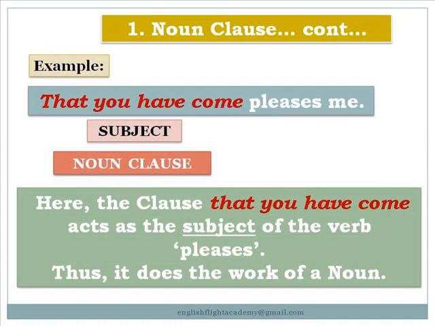To elaborate more, I elaborated that example there. That you have come pleases me. That you have come, as I said, is a subject and it's a noun clause. Here the clause that you have come acts as the subject of the verb pleases. Thus, it does the work of a noun and is called a noun clause.